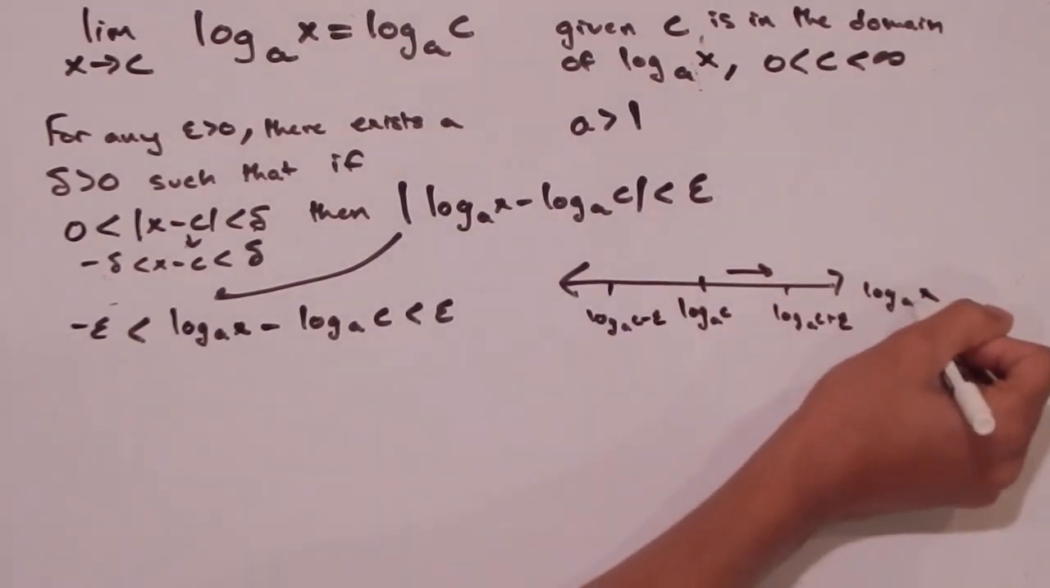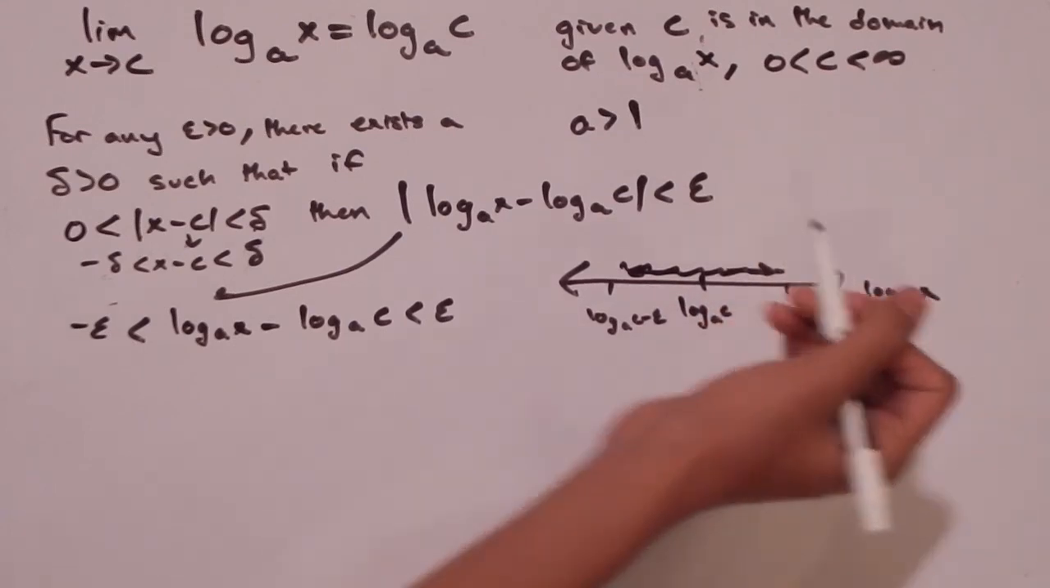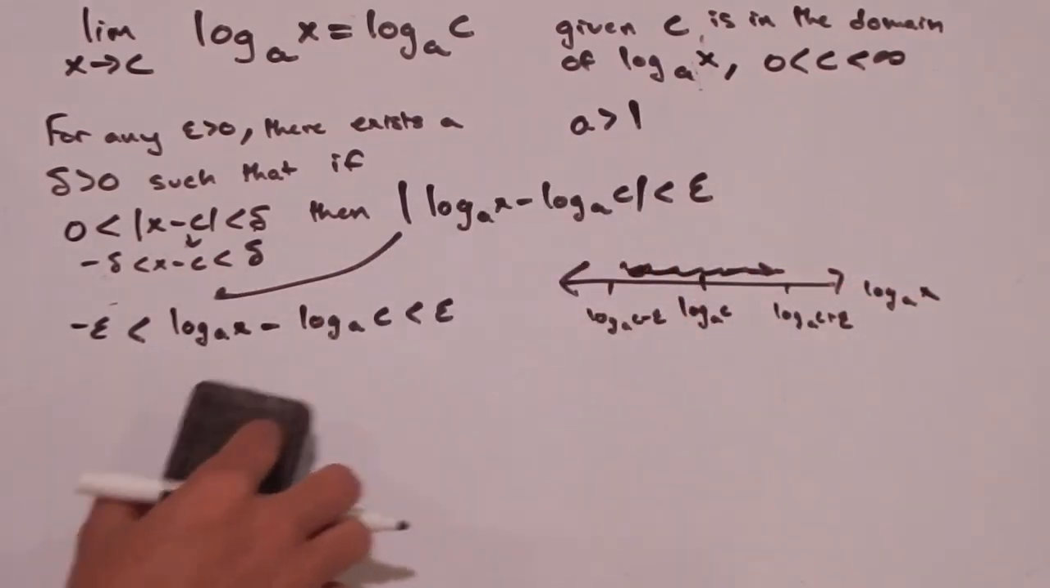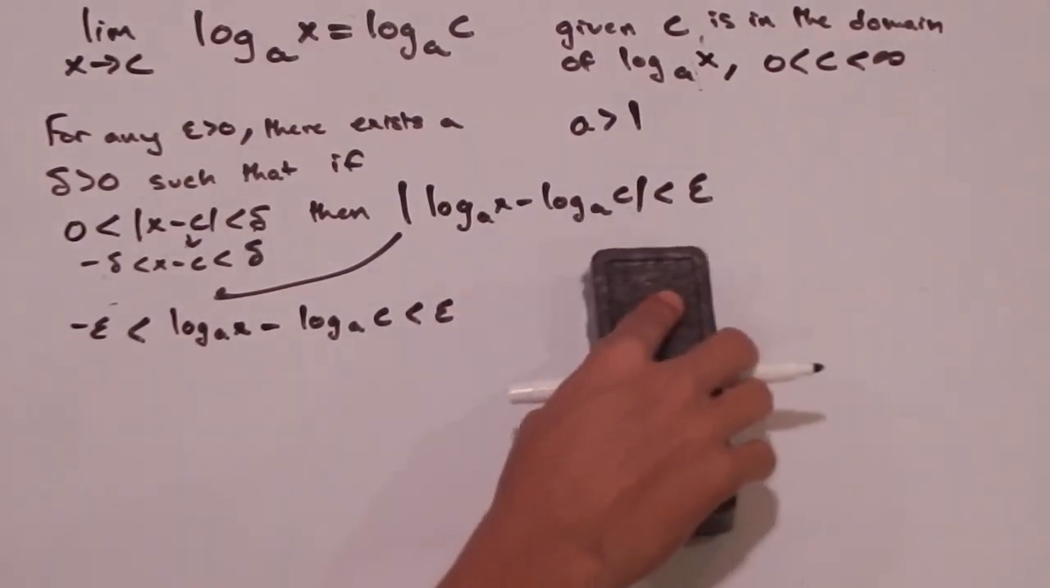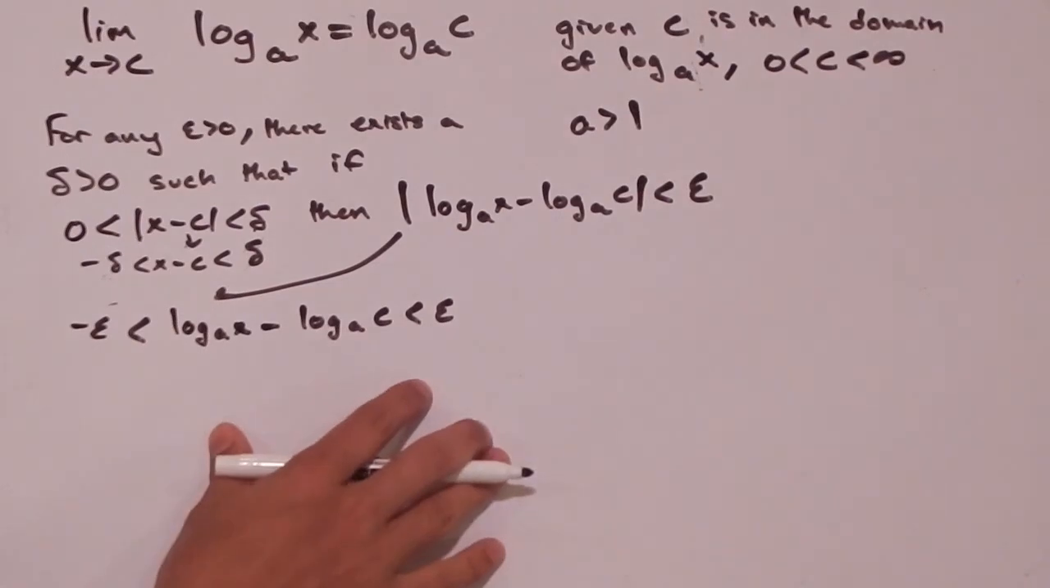So we're trying to get log base a of x values inside this interval right here. Okay, so that's why we can write that inequality like this. It's just getting rid of that absolute value, which makes it a bit easier to work with. And now we're just going to do some simple algebra with this.